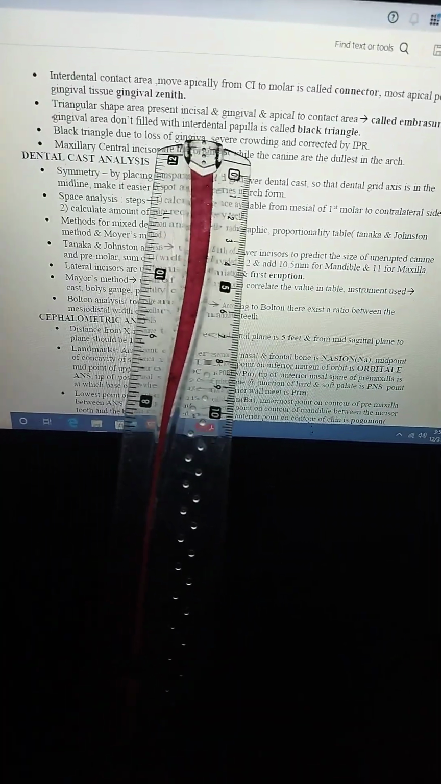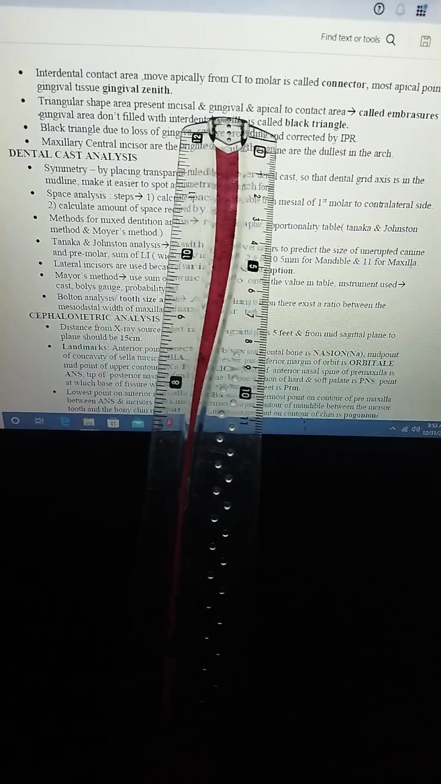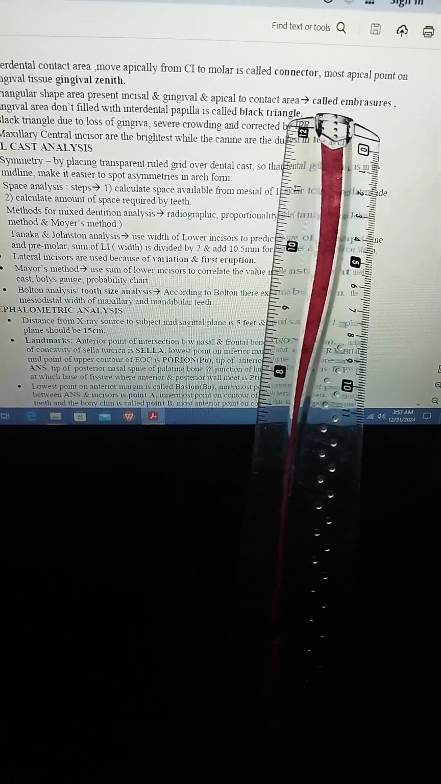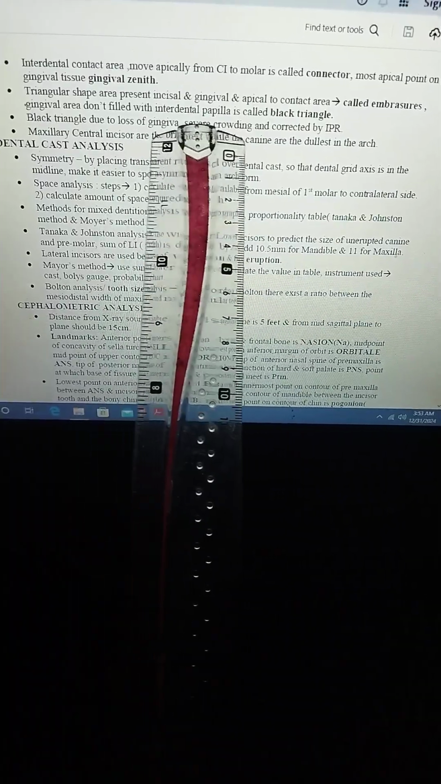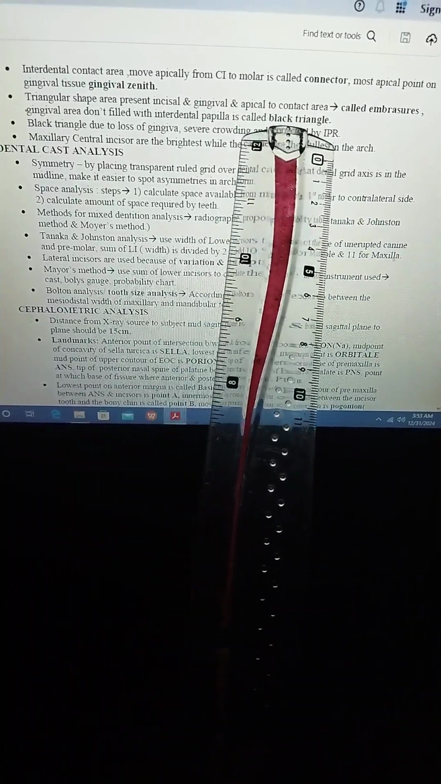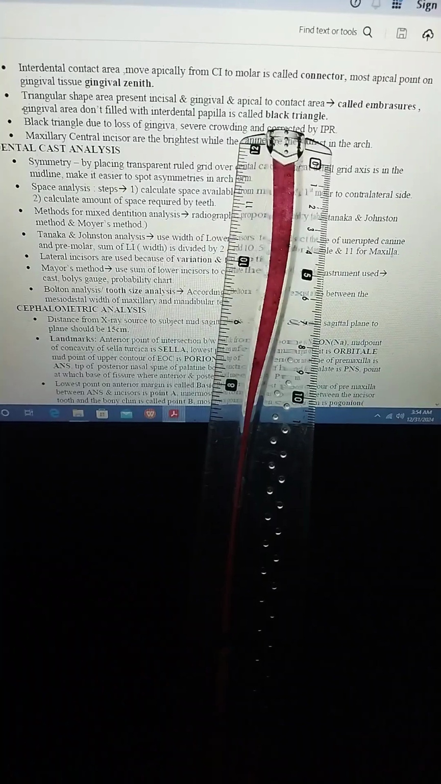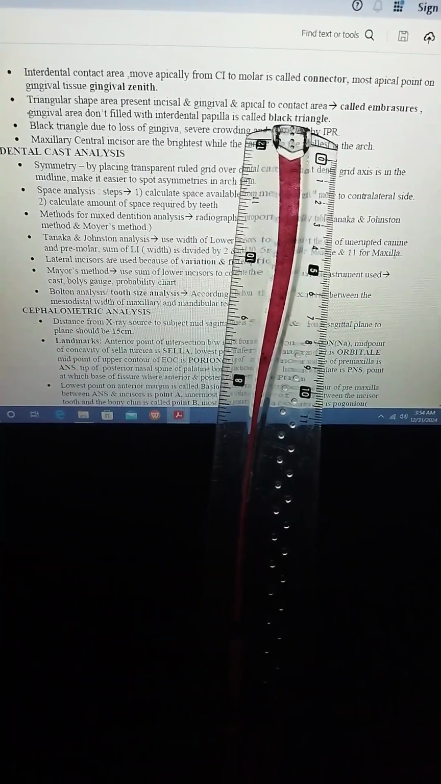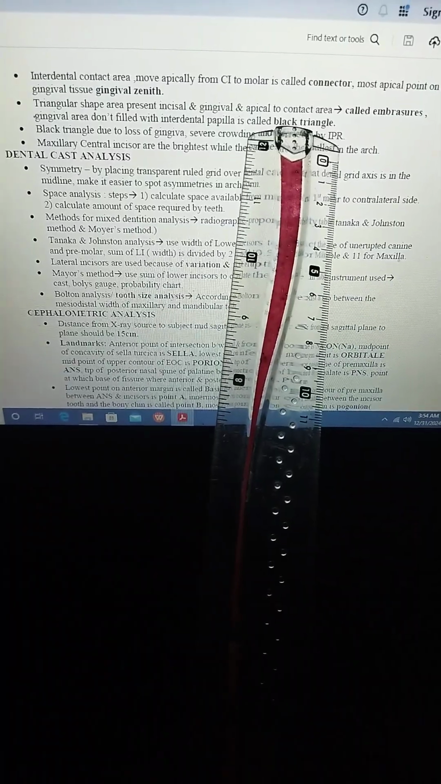Embrasures: the triangular-shaped area present incisally and gingivally, apical to the contact area, is known as an embrasure. A gingival embrasure not filled with interdental papilla is called a black triangle. There's a difference between an embrasure and a black triangle. A black triangle is an embrasure not filled by gingival interdental papilla.